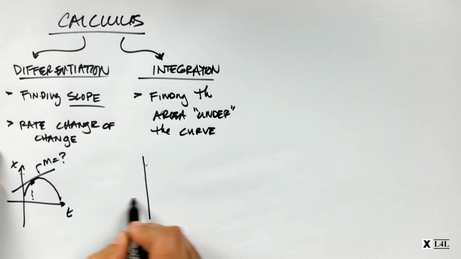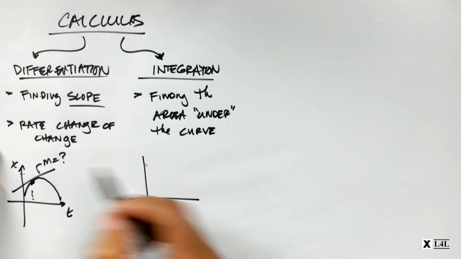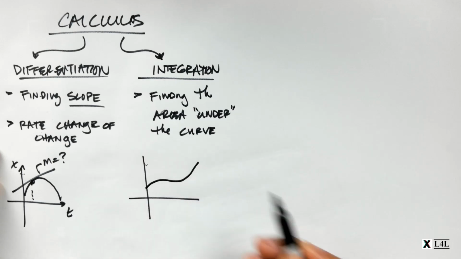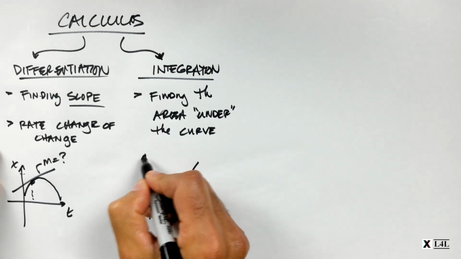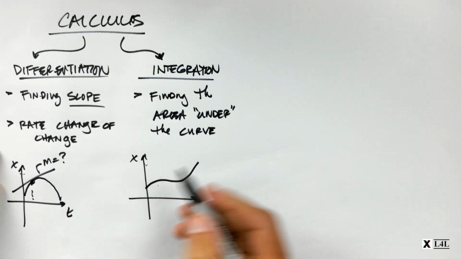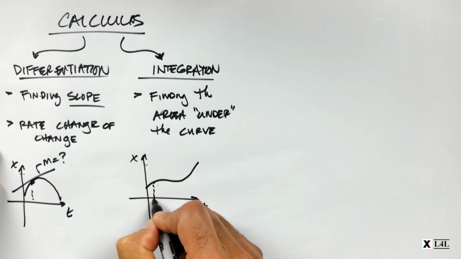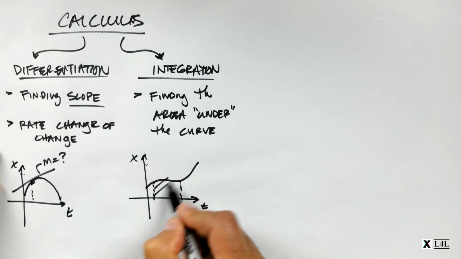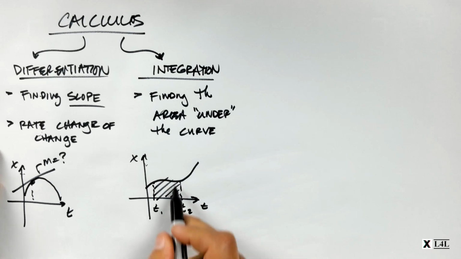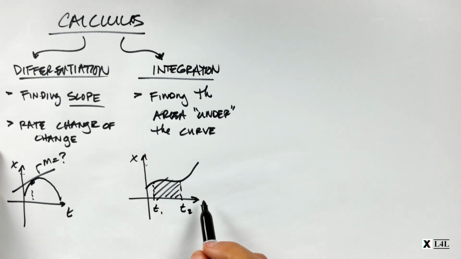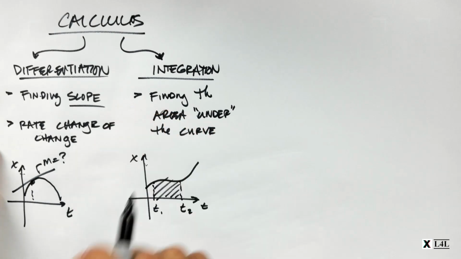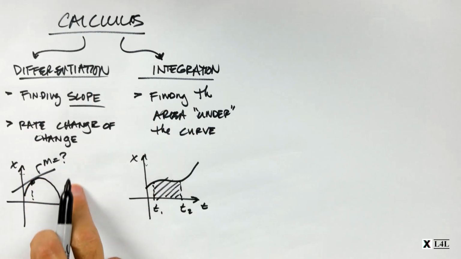So if we say, okay, here's our function like this. Again, this is position versus time. It could be anything that we're graphing here, but if I wanted to know the area under the curve in this particular region, from say time 1 to time 2, the way that I will go about doing that is by taking the integral or integrating the function. But again, today we're going to really be starting on differentiation.